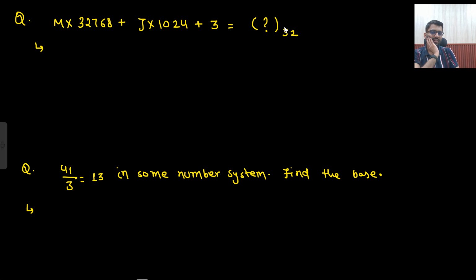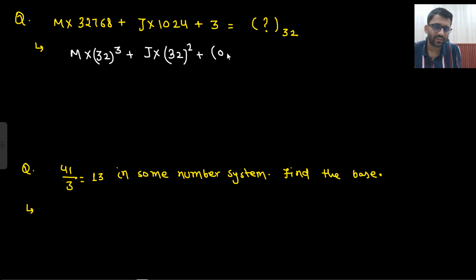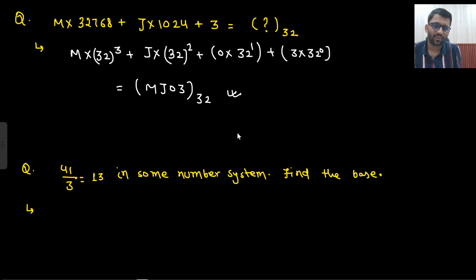You need to denote this number in base 32. So what do you think? This I can sense is 32 to the power 2. What could this be? 32 to the power 3. Yes. So this is m into 32 to the power 3 plus j into 32 to the power 2, plus 0 into 32 to the power 1 plus 3 into 32 to the power 0. So this would be mj03 to the base 32. Right? Very easy problem. You can solve these kinds of questions.